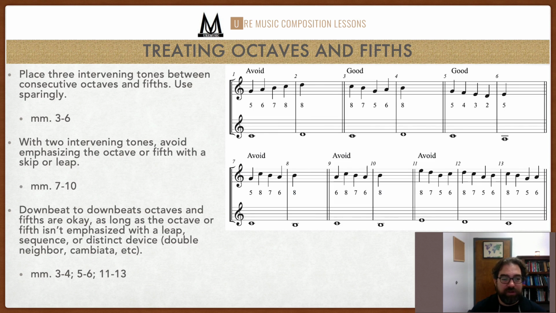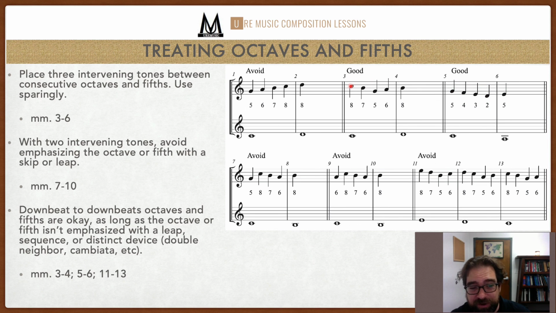All right, so let's just talk about treating your octaves and fifths real quick. So you want to place 3 intervening tones between consecutive octaves and fifths. So if we look at measures 3 to 6, here we have a fifth, or here it's our octave, and then there's our other octave. So we have 3 notes in between. That's good. So here we have a fifth and another fifth, 3 notes in between.